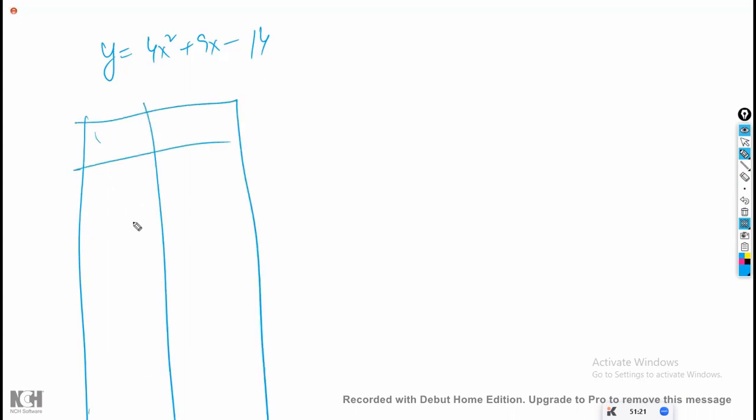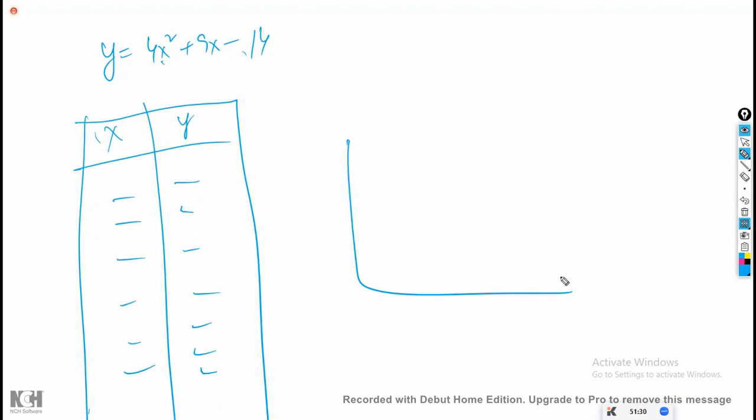For example, try 4x square plus 9x minus 14. What is the degree of this equation? It is 2. Now, how many bends should you get? 1. Take at least 10 x values of your choice, calculate the y values accordingly by substituting the x values, and draw the line plot. Automatically, you'll have one bend.